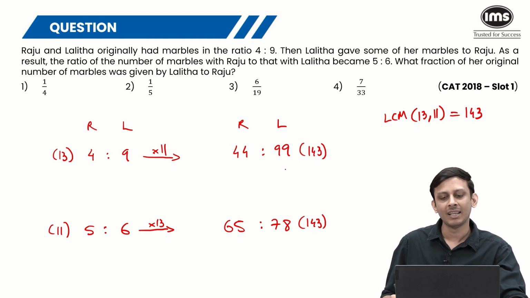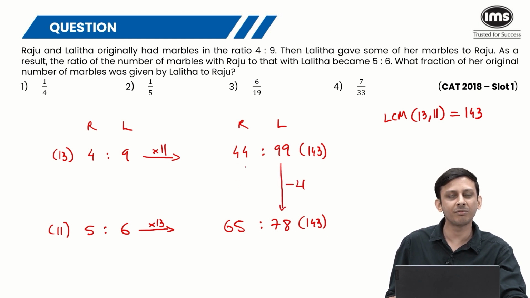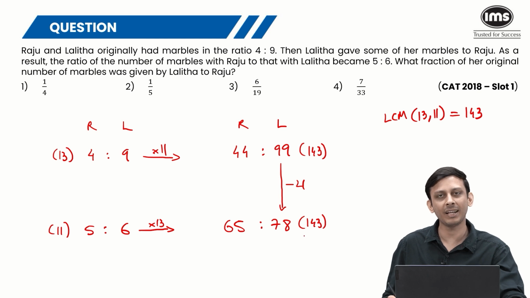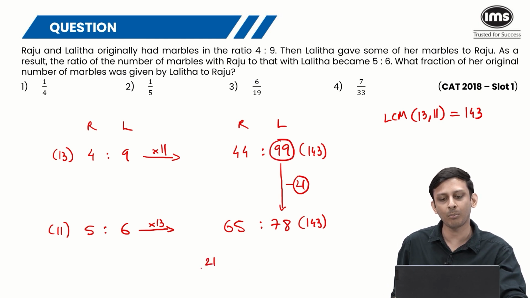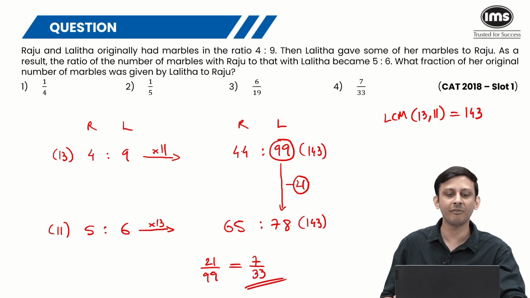Now, Lalita's number of marbles from 99 is becoming 78, that is a decrease of 21. And Raju's, you can see, will be an increase of 21. But we have to focus on Lalita: Lalita is giving 21 marbles out of her initial 99 marbles. So the ratio that we have to find is 21 upon 99. Cancel off 3, you will get 7 upon 33 as the correct answer, which is there in the fourth option.